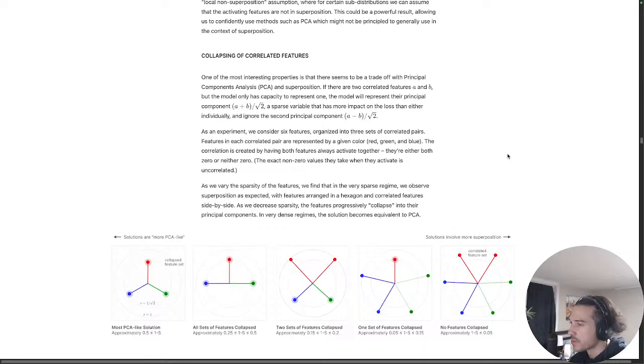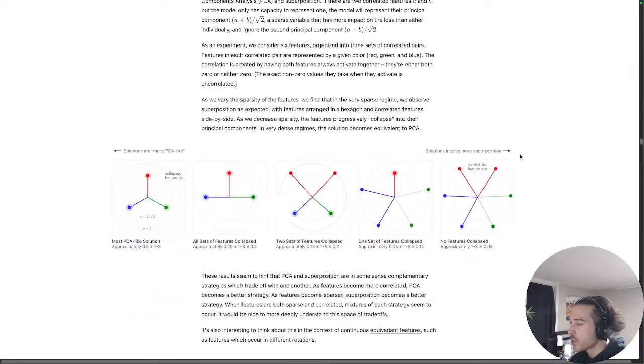As an experiment, we consider 6 features organized into 3 sets of correlated pairs. Features in each correlated pair are represented by a given color: red, green, and blue. The correlation is created by having both features always activate together. They're either both 0 or neither 0. The exact non-zero values they take when they activate is uncorrelated.